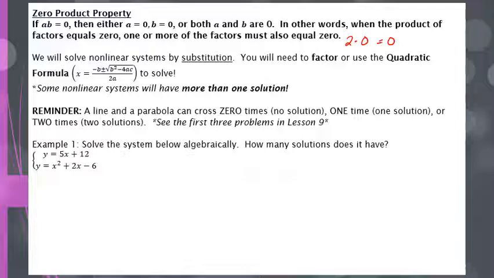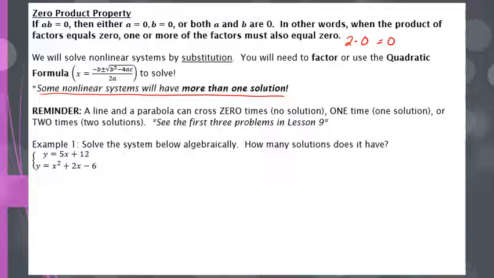And then this little star here: some of our equations are going to have more than one solution. So it's going to create a little bit of extra work for us, but just be aware that that's a possibility. It is also possible that we could have no solution, which would mean that if we graphed it, the line and the parabola wouldn't cross. It's also possible that we'll have one solution, or it's possible that we'll have two. If you want to see a graphic representation of that, you can look back at lesson 9. All right, so let's get to work.